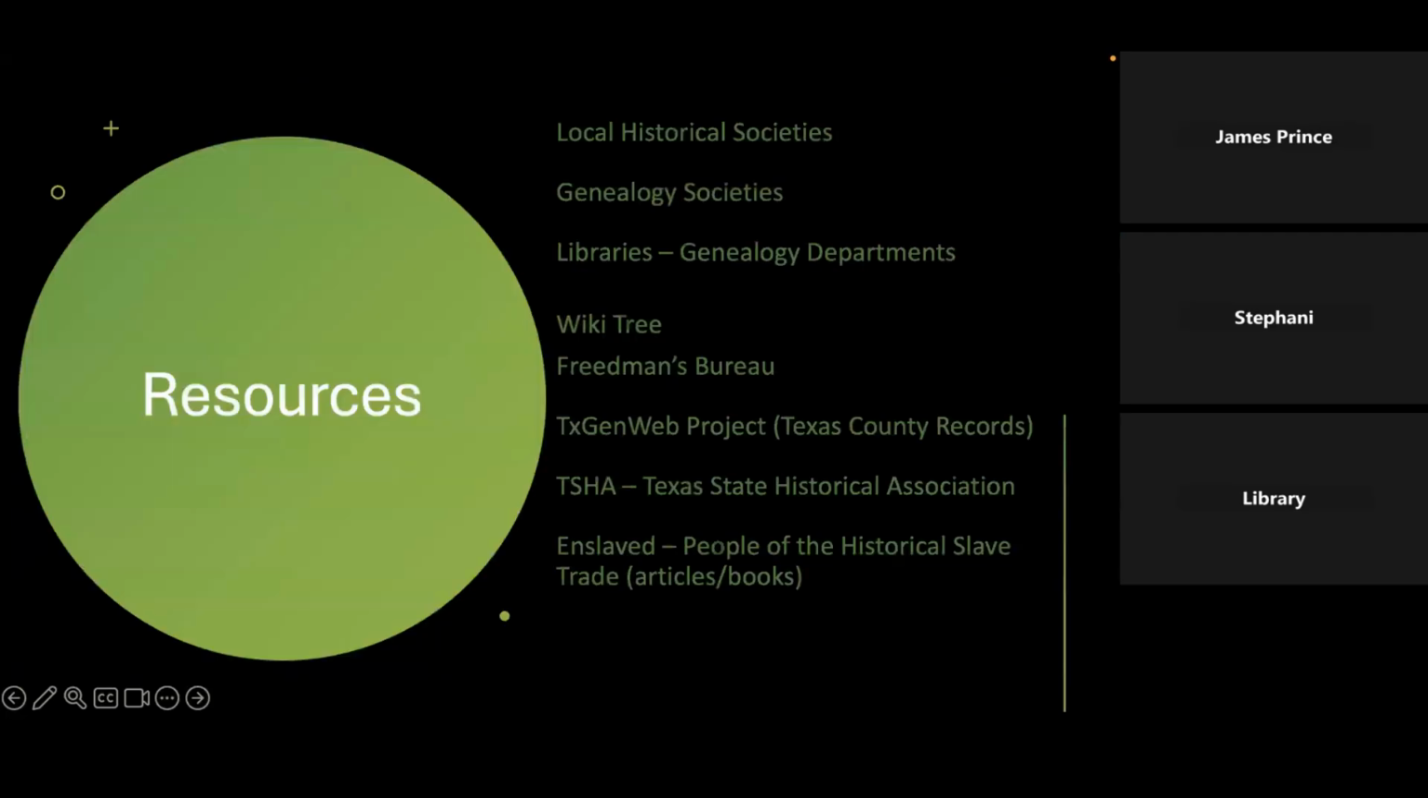And then lastly, the resources. This is just a list of what I use. The local historical society, genealogy, libraries, wiki, Freedmen's Bureau, Texas State Historical Association, and then there's databases about enslaved individuals as well that you can find.